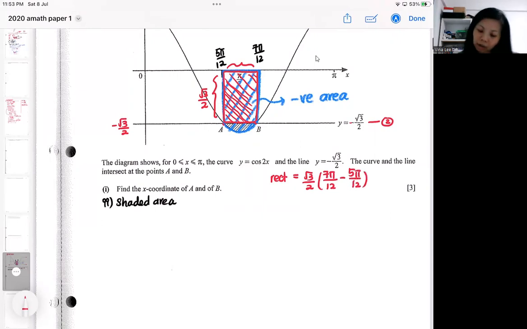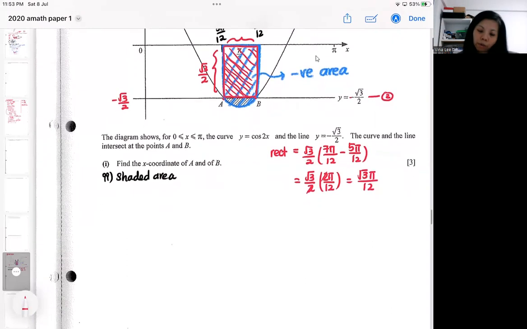So I will do my length and breadth, but of course, I try to simplify as much as I can. So I will get 2π/12. Okay, I can cancel. Then I will get √3π/12. So that will be my rectangle.